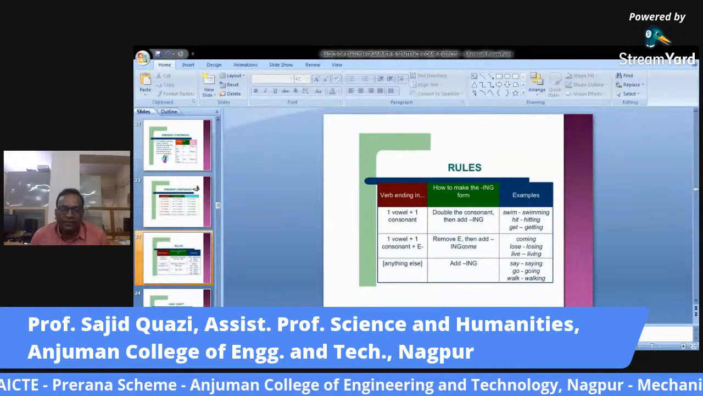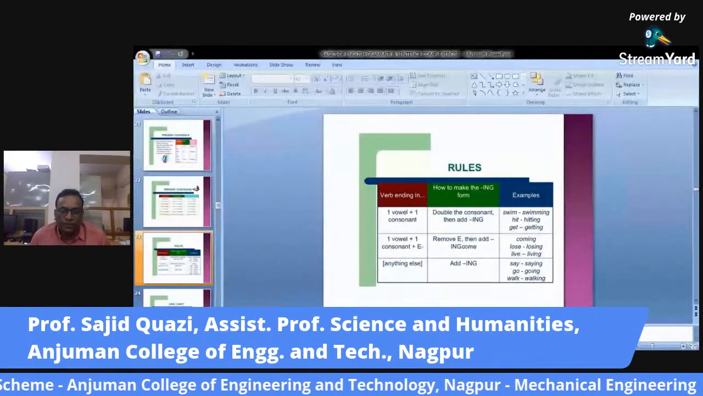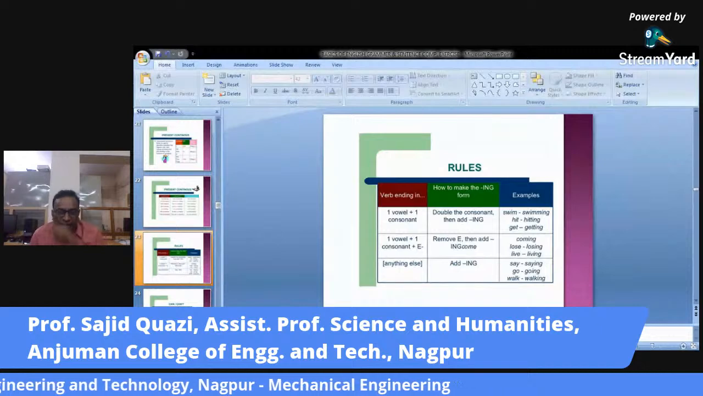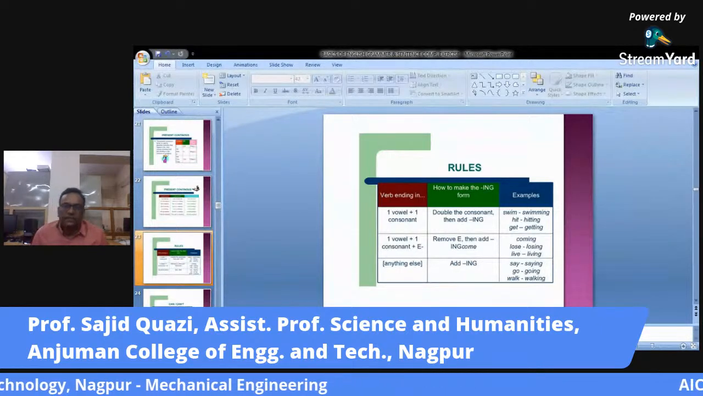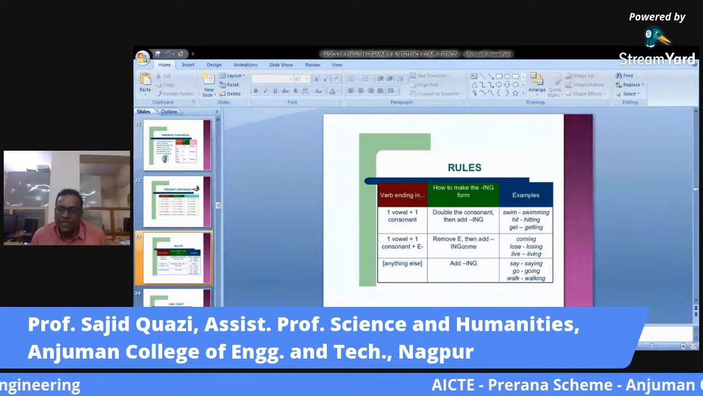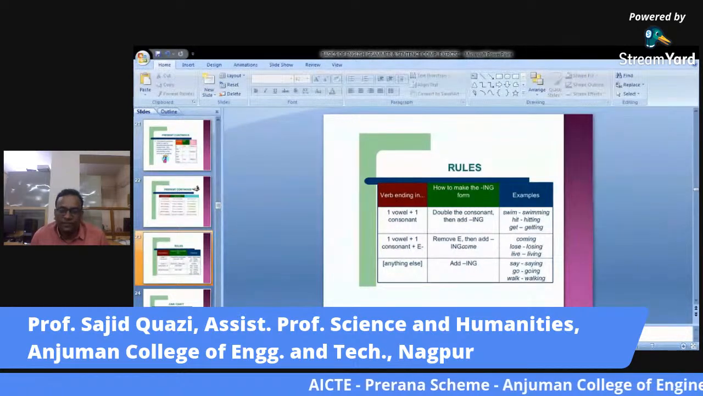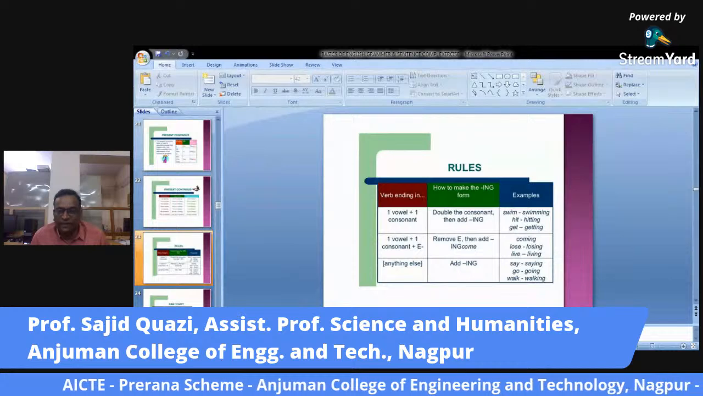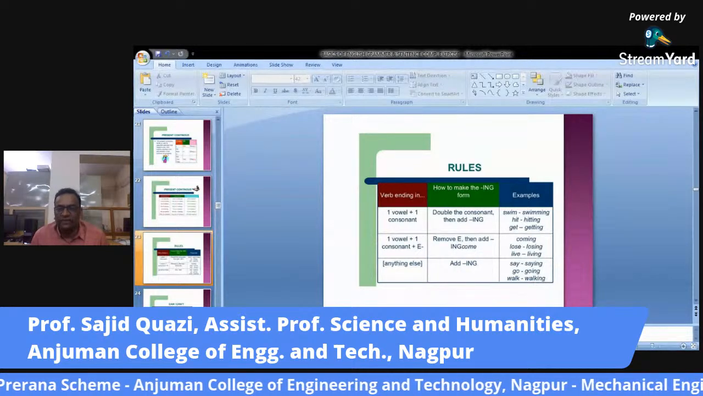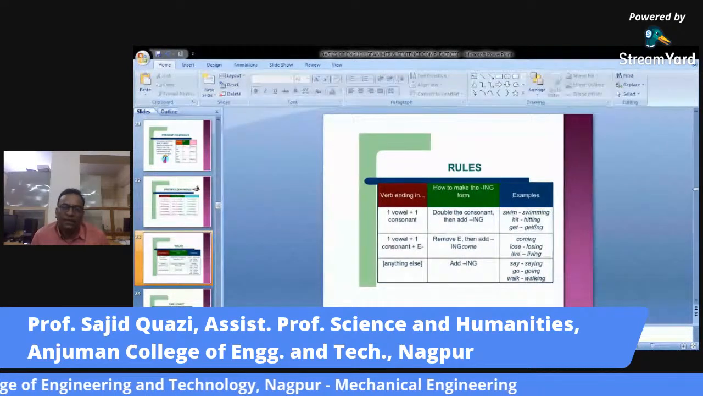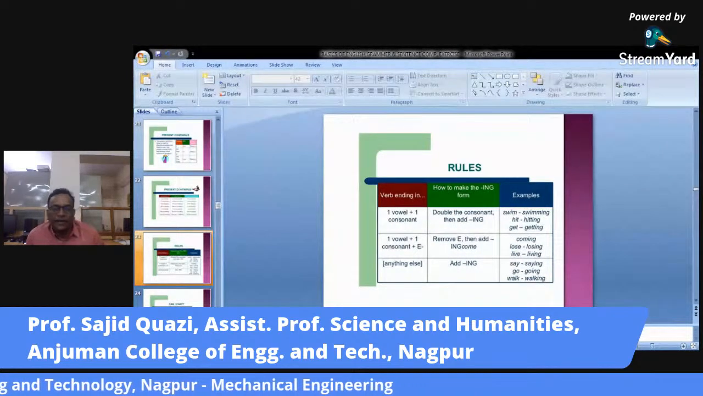Verb ending in one vowel plus one consonant. How to make the ing form? Double the consonant, then add ing. Like swim, swimming. See the examples. When we are using a verb with one vowel and one consonant plus ing form, it will be like hit, hitting, double T; get, getting, double T, because it's a one vowel and one consonant ending.